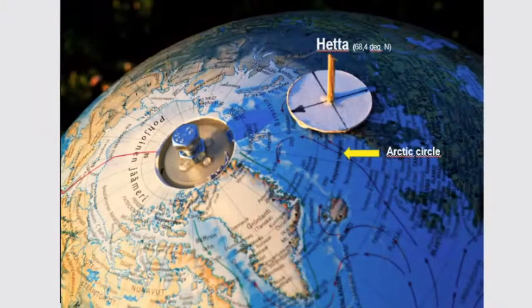Midnight in Hetta, the summer solstice. There is no moon at Hetta, and we can see the sun illuminating the area. The shadows point to the south.